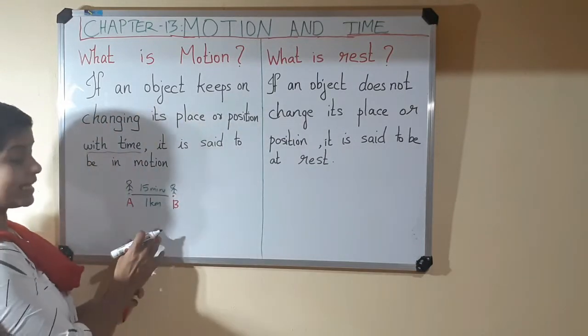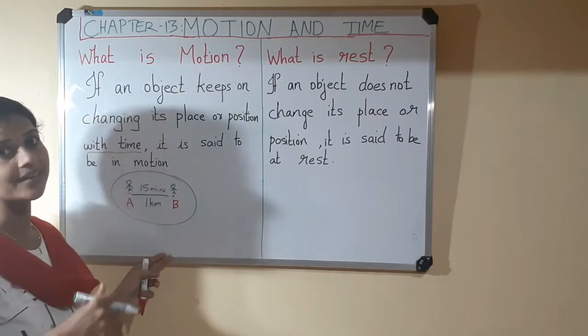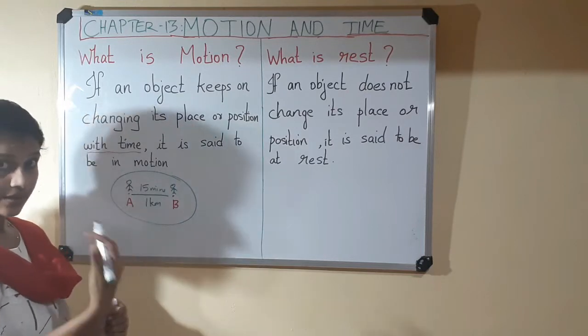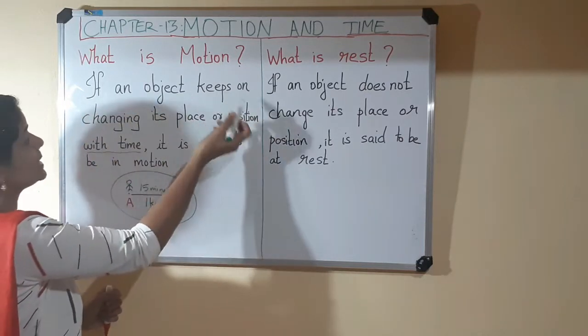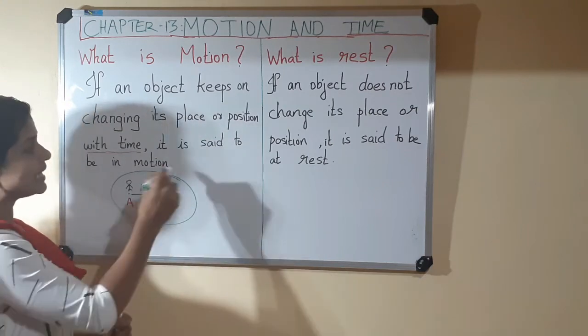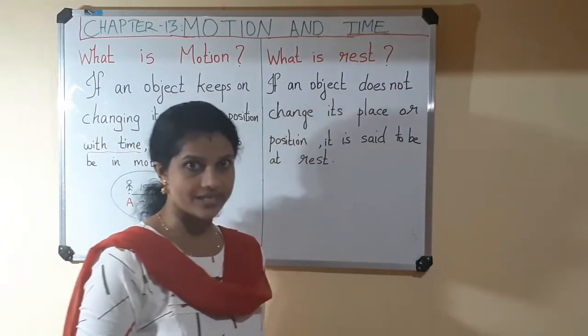So I think now it's more clear for you what is motion and how we can connect the motion with time. That means again, I am going to repeat the definition. If an object keeps on changing its place or position with time, it is said to be in motion. Okay. Now let's see what is rest.